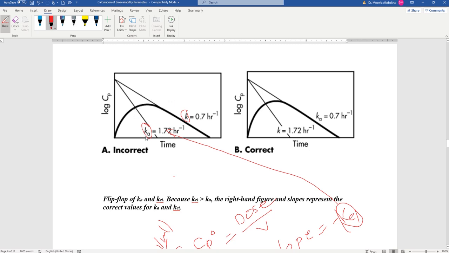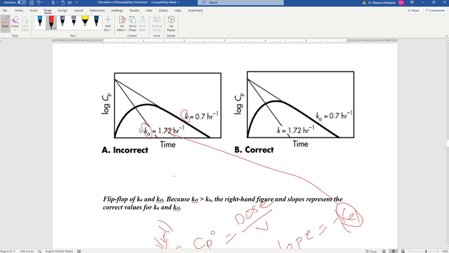For this drug, KL is actually the higher value and KA is the smaller value. So we have a problem here. Remember the conditions under which we can use the residual method. We said that one of the rate constants must be much higher than the other one. The residual method will work even if KL is much higher than KA, but we will get flip-flop in case KL is higher than KA.